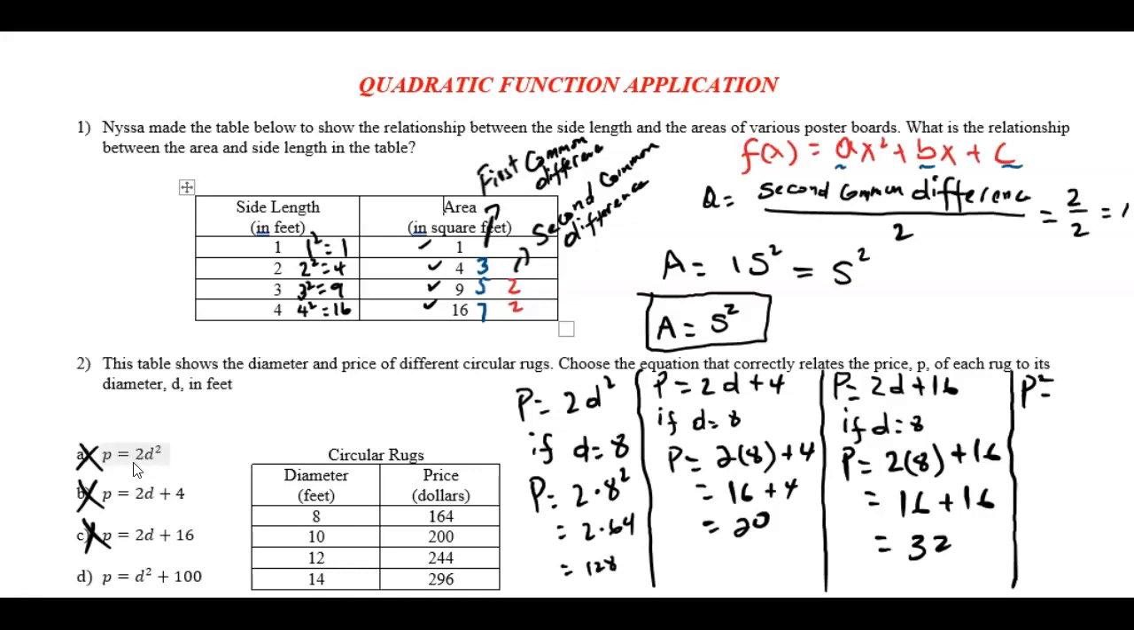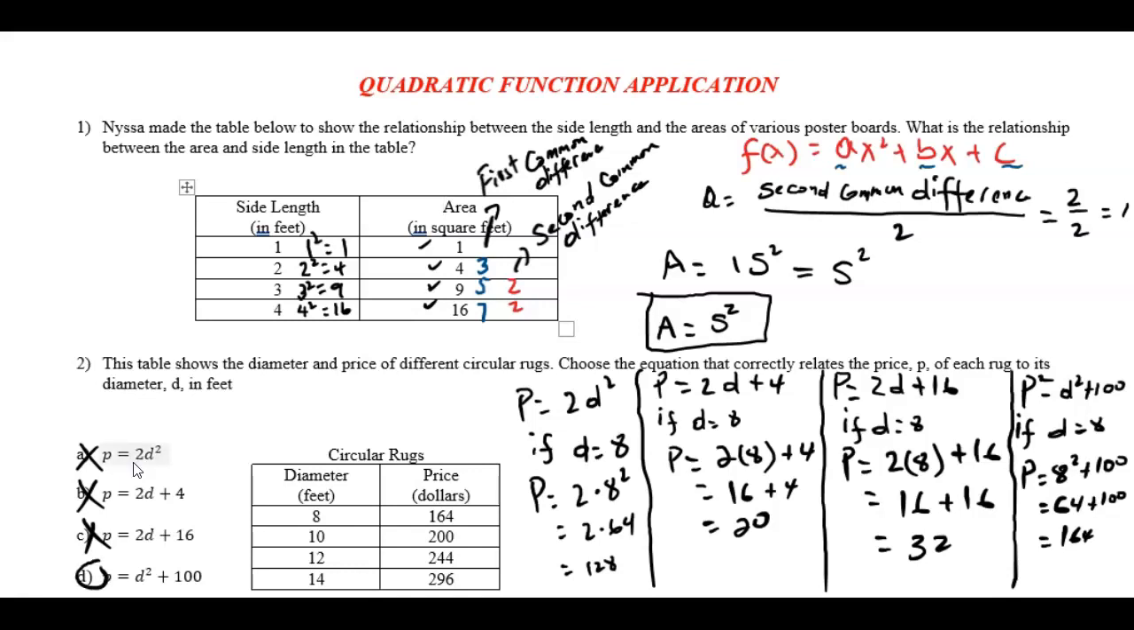P equal D squared plus 100. So if D equal 8, then P equal 8 squared plus 100. 8 squared is 64 plus 100, and that's equal to 164. So that's telling me this is the answer right here.